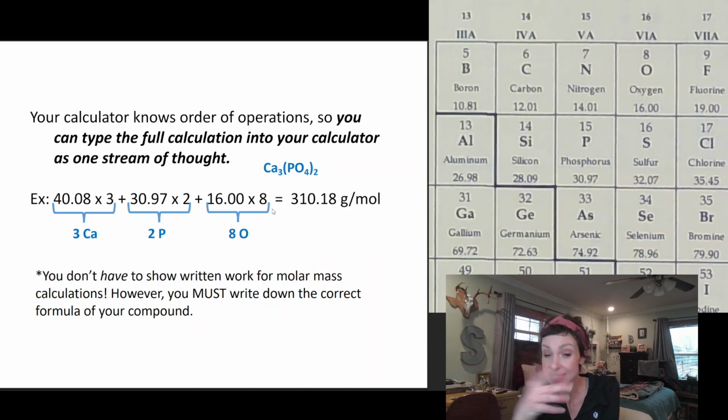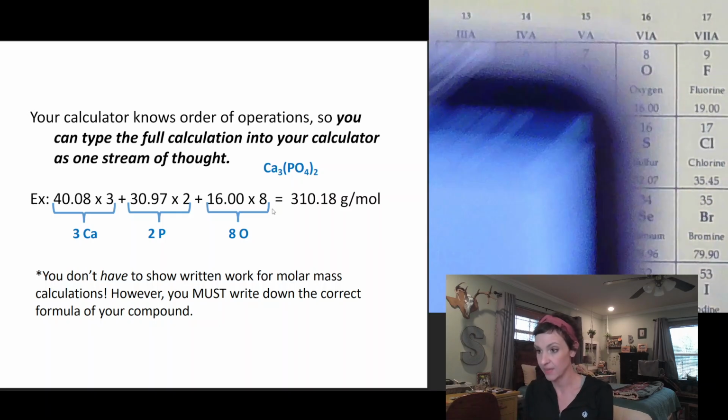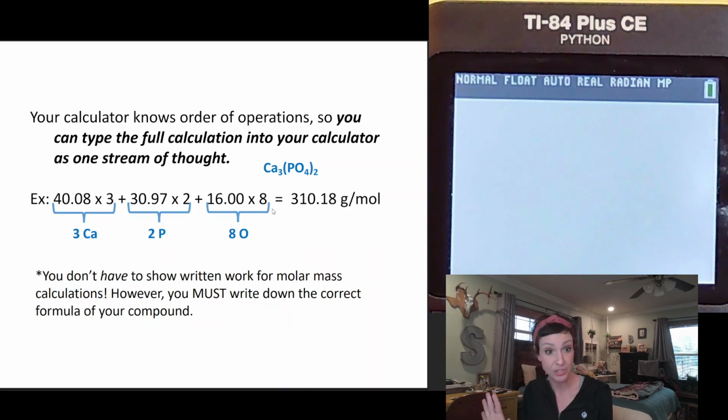My calculator knows if I were to just type that in as is, it's going to group the multiplication sections together, and then it's going to add them together at the end. So let's see if Mrs. Sabatka was right. You're all like, there's no way, Sabatka, that we can do it this way. I'm like, oh yes, there is a way. I will show you. Let's see.